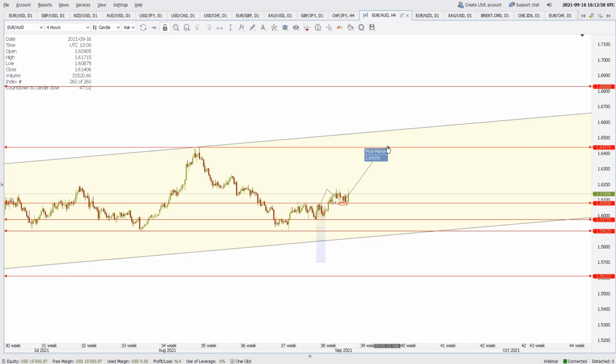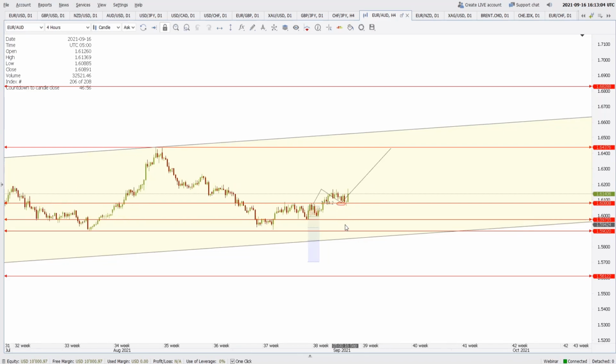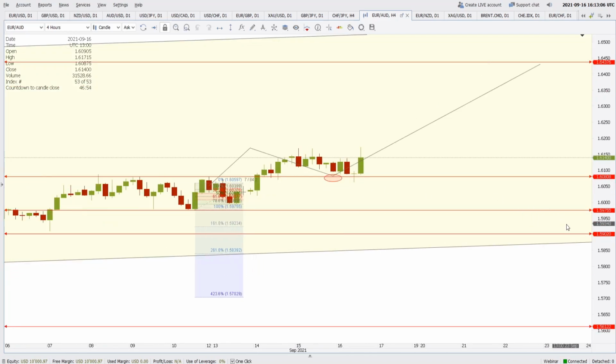1.6437 is going to be the next level of resistance for this chart, and there is huge support at around 1.6080, which you can make out from this bullish pin bar on the 4-hour chart.